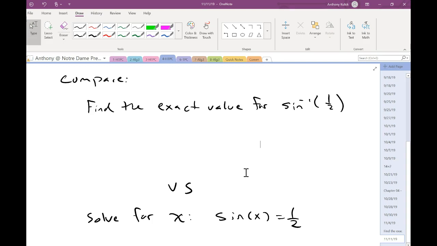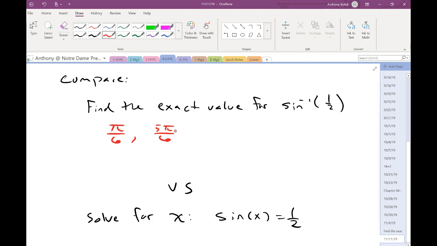Yeah, so you need to look at your unit circle. And what are we looking for on the unit circle? The y-coordinate equaling 1/2, okay. So if I go to my unit circle, and I look for where the y-coordinate is 1/2, I see 2 locations where that's true.